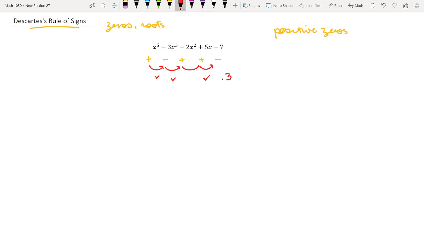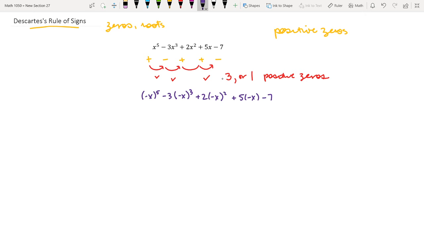So because there were 3 changes, and we always have things most likely in pairs, I can say as far as my positive roots, I can have 3 or 1 positive zeros. Okay, now in order to find the same thing with the negatives, I'm going to have to rewrite this guy, including the possibility of there being negatives or negative x in there. So I'm going to just substitute that into each of those. So I have negative x cubed plus 2 negative x squared plus 5 negative x minus 7.